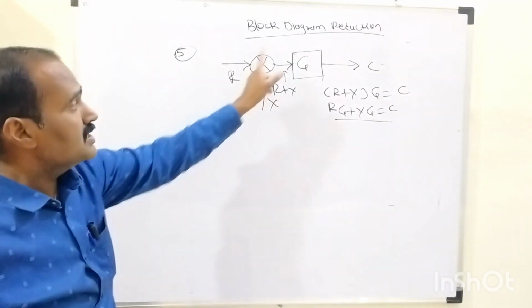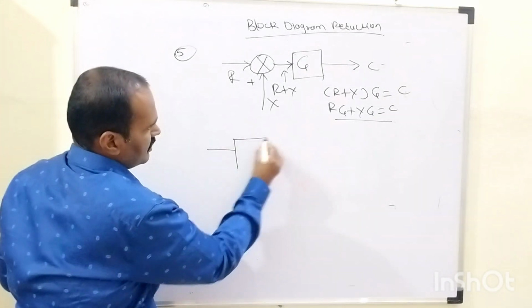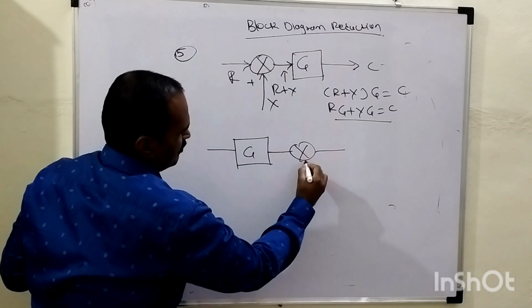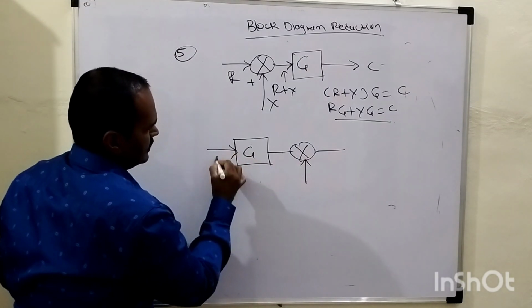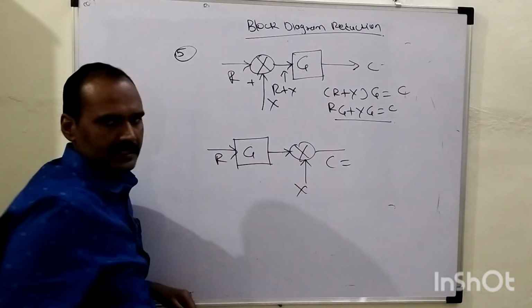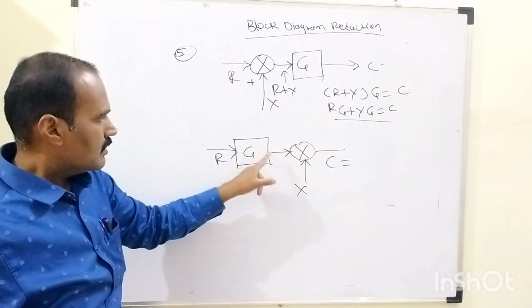In order to shift the summing point after this block, now in that second case, if I shift the summing point after this block like this without any modifications, as it is, this is R, this is X and this is C. So in that case, what is C equal to? That we need to determine here.